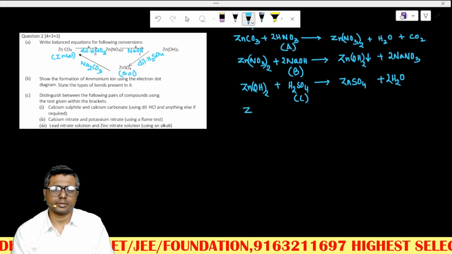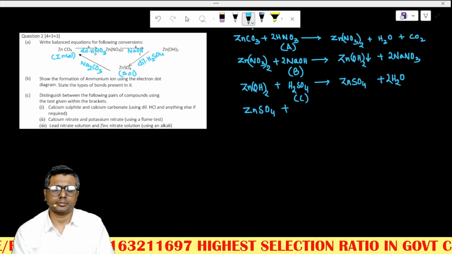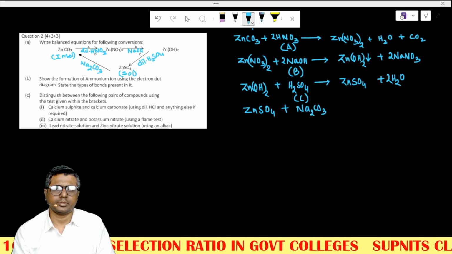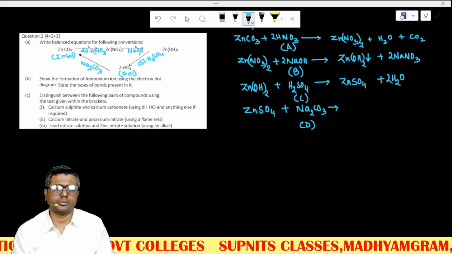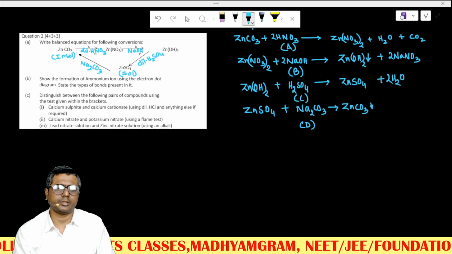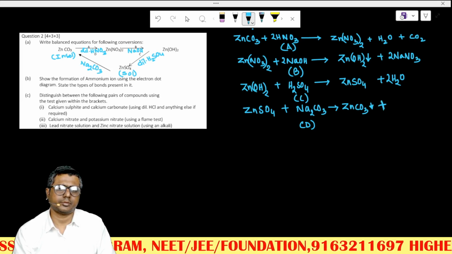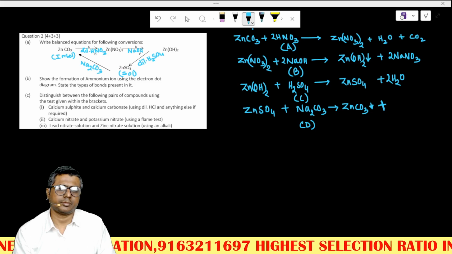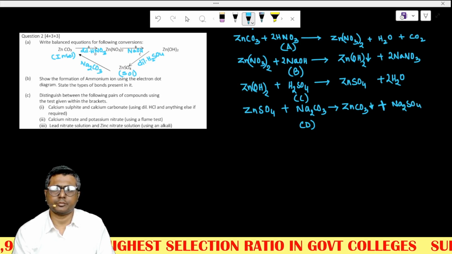Next is ZnSO4 plus Na2CO3. This is my D. So this will be zinc carbonate plus Na2SO4.